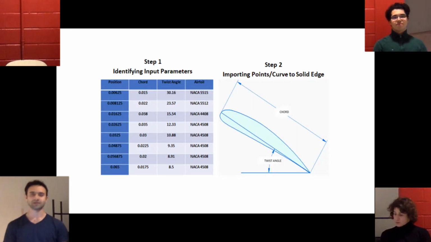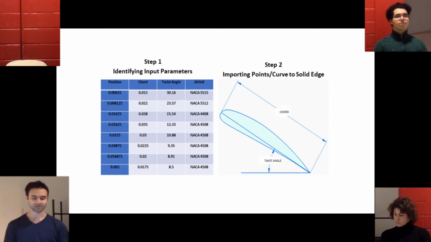Okay, so for our CAD design, basically the first step was to summarize all our design parameters. This is the chord length, the twist angle, and the airfoil at each location along the radius. The second step was basically to import the points and curves to Solid Edge. Solid Edge was the CAD package we used to design our propeller.